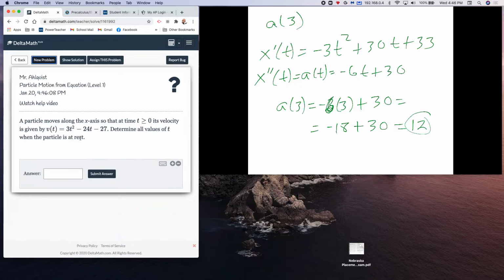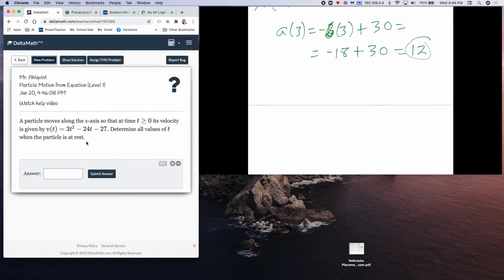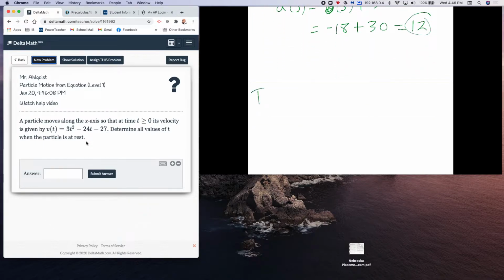Velocity, or the particle is at rest. The particle is at rest when the velocity is equal to 0. So if we wanted to know when this particle is at rest, we would just need to figure out when this particle's velocity equals 0.